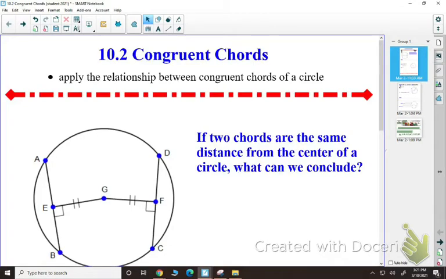Hello, Geometry Advanced students. Today we're going to continue with chapter 10 and move on to talk about what it means for two chords to be congruent.